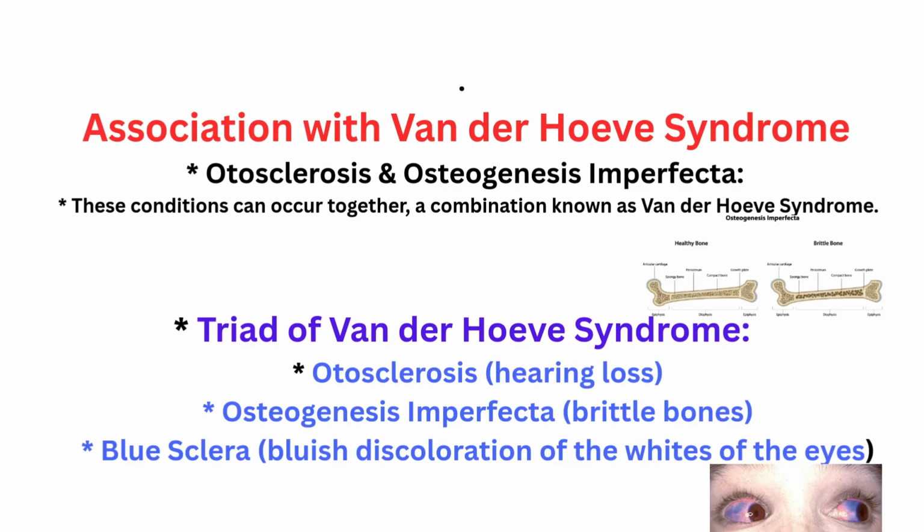Otosclerosis is basically related to Van der Hoeve syndrome. So what is Van der Hoeve syndrome? It is a triad of diseases. Number one is osteogenesis imperfecta, in which the healthy bone is converted into brittle, weak bone. So Van der Hoeve syndrome includes otosclerosis, osteogenesis imperfecta, and blue sclera, which is the bluish discoloration of the sclera of the eyes. You can see the blue sclera at the bottom of the slide.